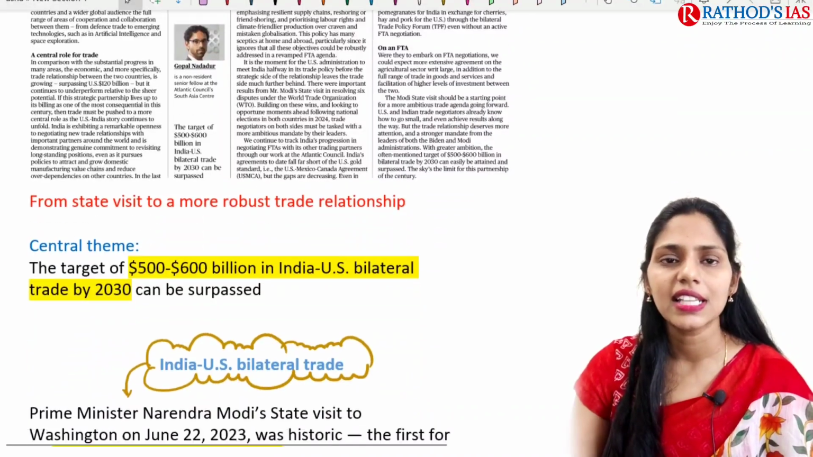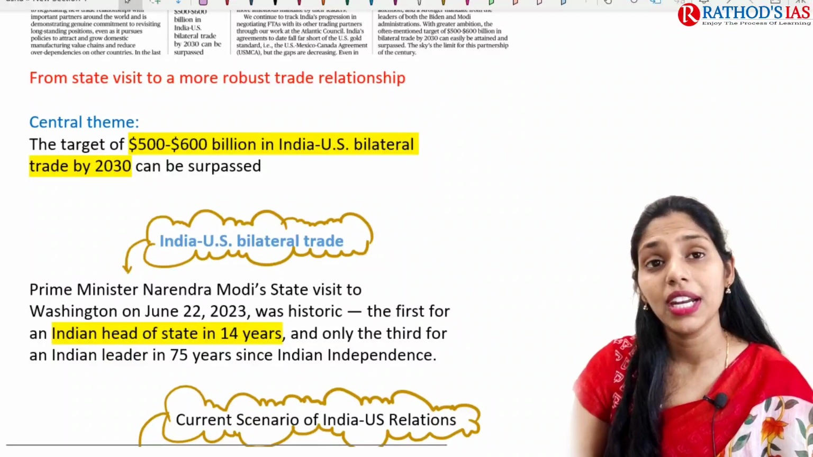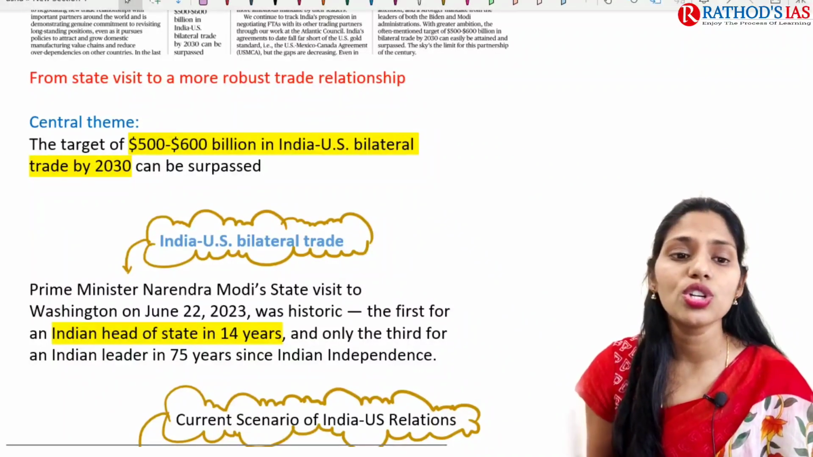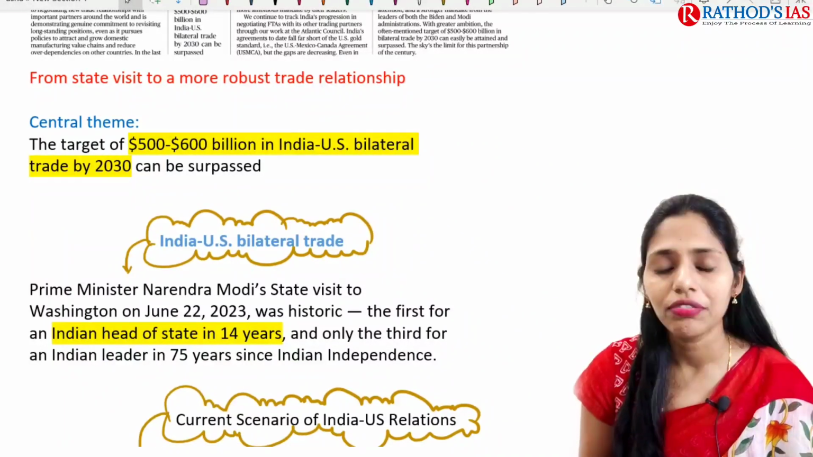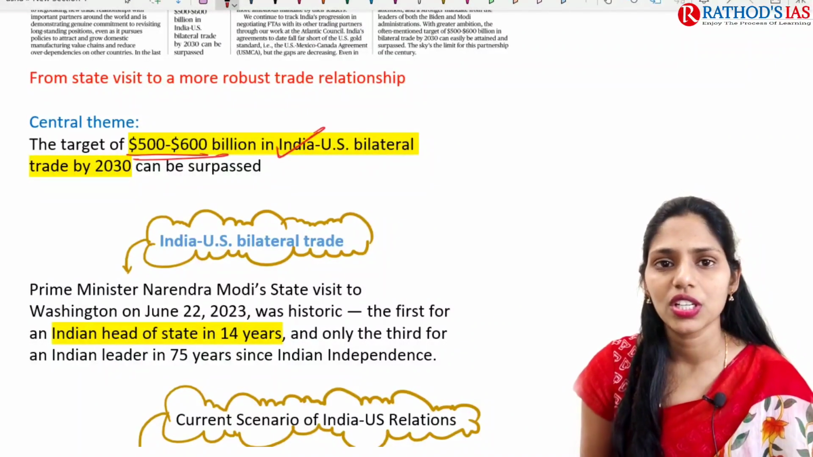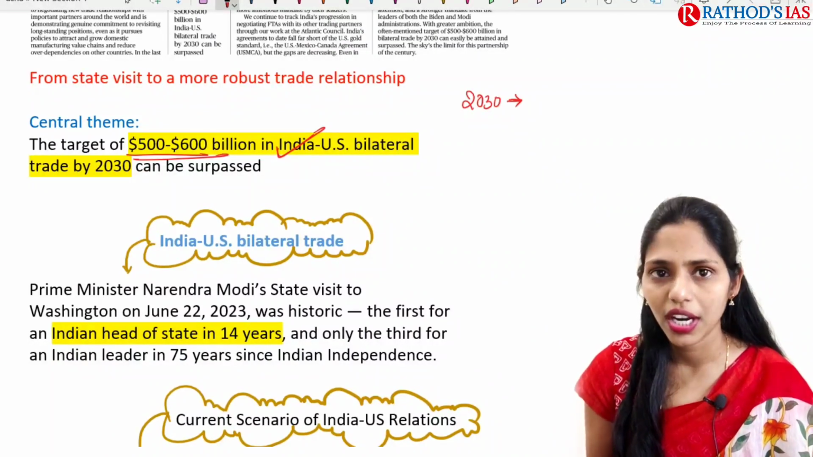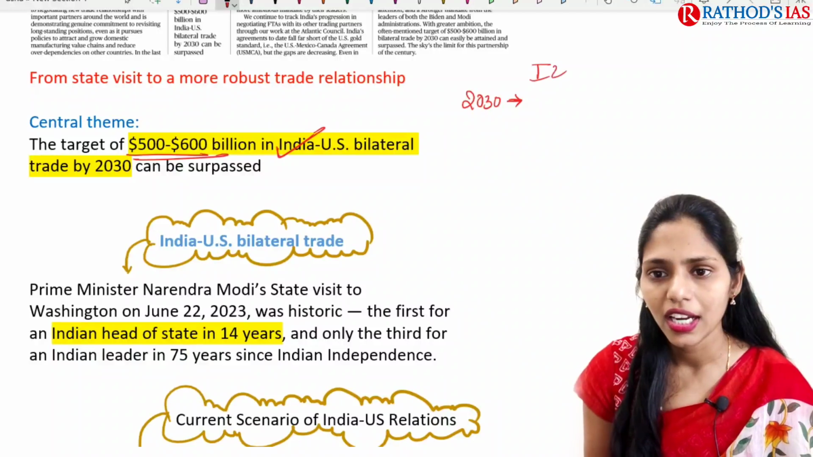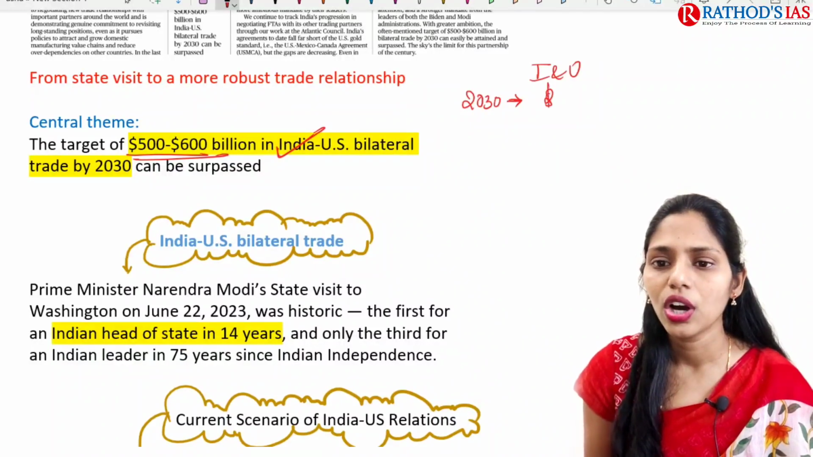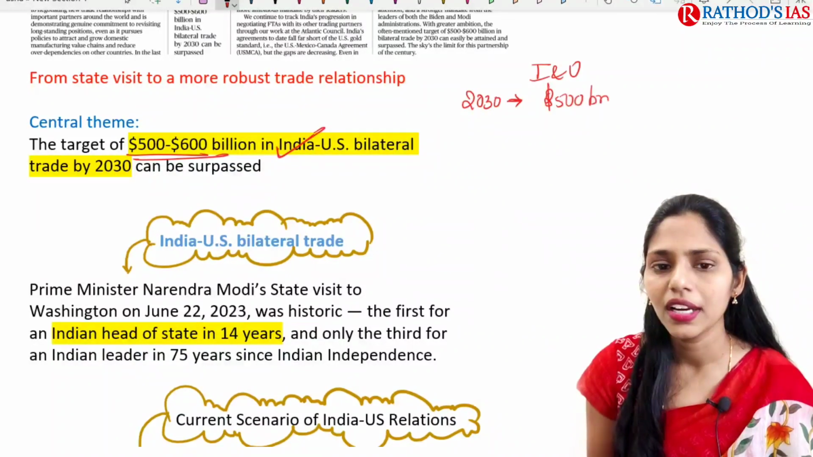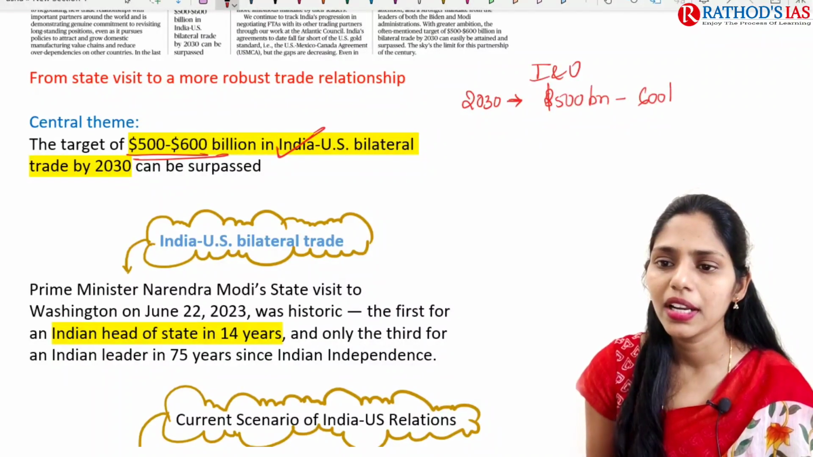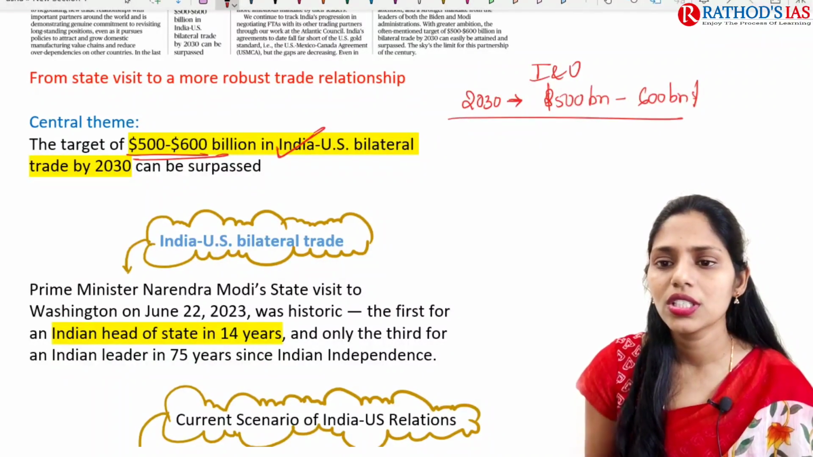So here this article says that the trade between India and the US is going to be around $500 to $600 billion in future. By 2030, the target is to increase the trade between India and the US to around $500 billion to $600 billion. So this is a target.